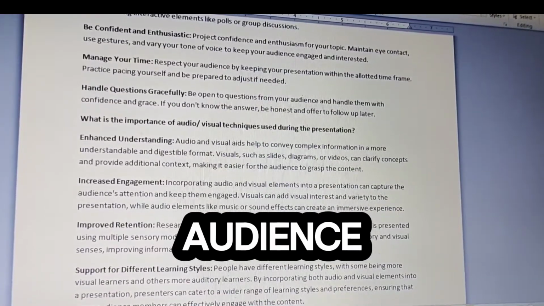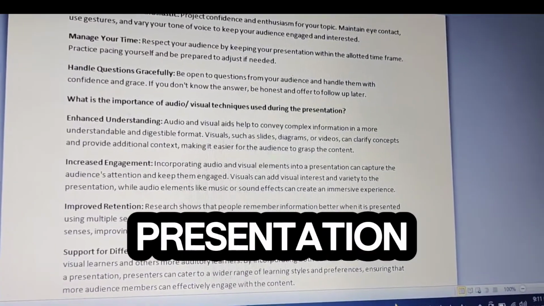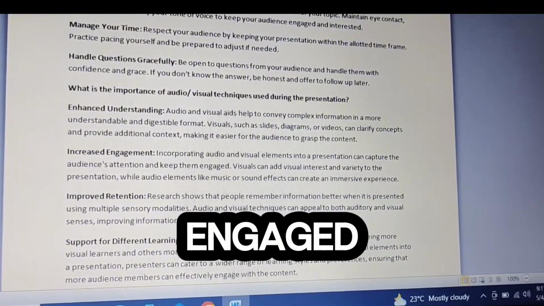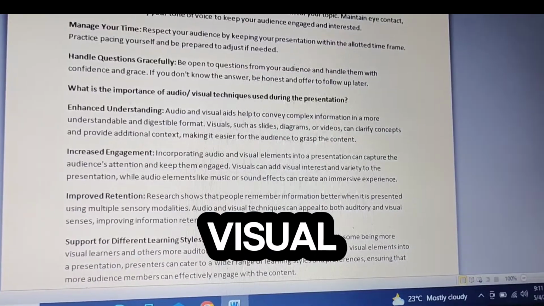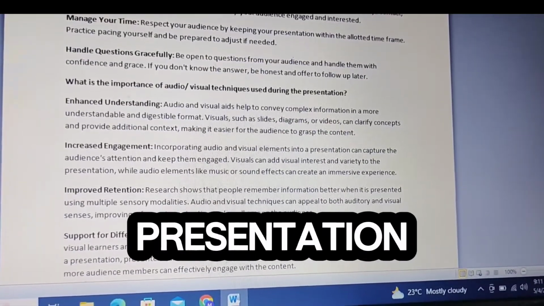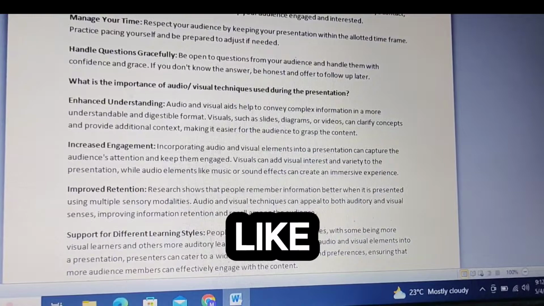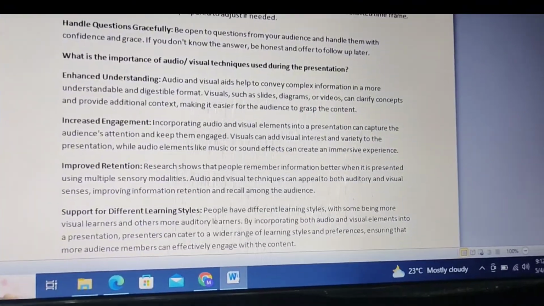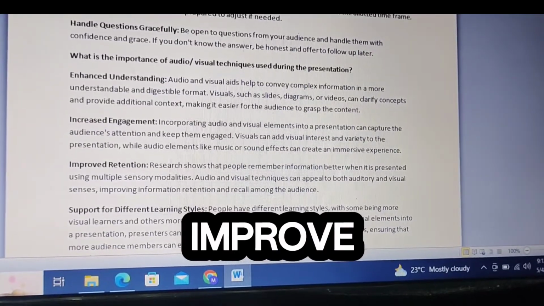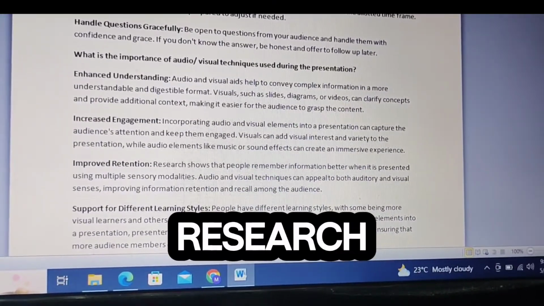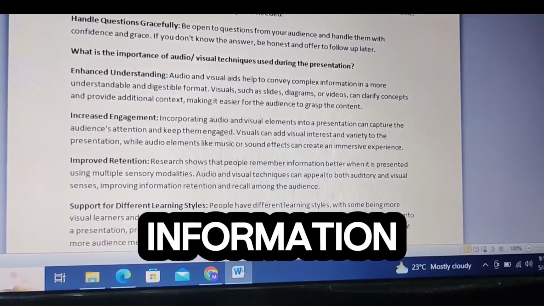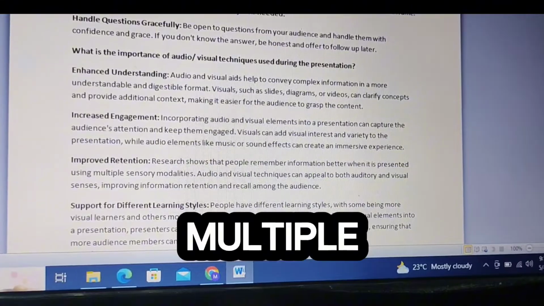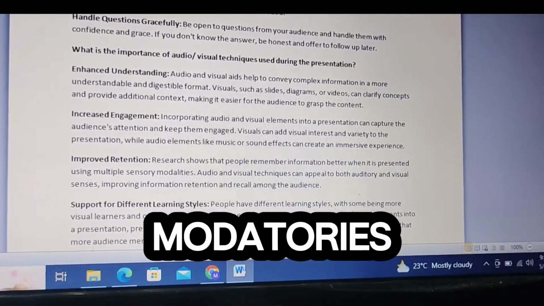Increase engagement. Incorporating audio and visual elements into a presentation can capture the audience's attention and keep them engaged. Visuals can add visual interest and variety to a presentation, while audio elements like music or sound effects can create an immersive experience. Improve retention. Research shows that people remember information better when it is presented using multiple sensory modalities.